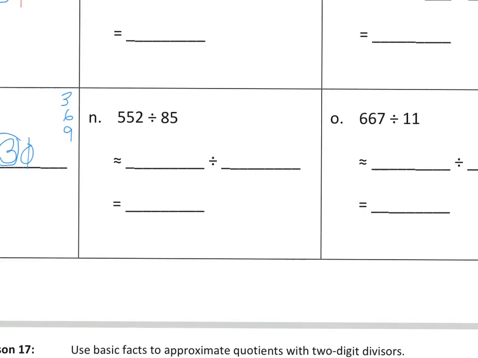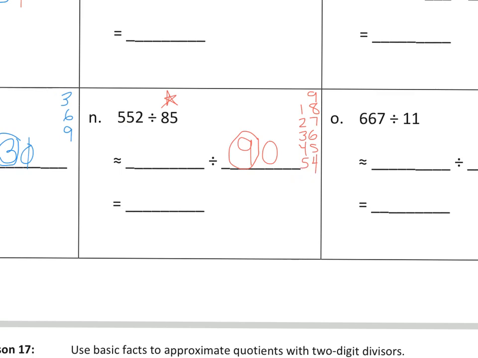All right, let's look at N. N, let's round the divisor of 85 first. 85 is in between 80 and 90, so let's round it to 90. And our basic math fact is going to be 9. So let's go ahead and list the multiples of 9. You have 9, you have 18, you have 27, you have 36, you have 45, you have 54, and guess what? I'm going to stop there because I'm looking at the 55 and 552, and that's close to 54.